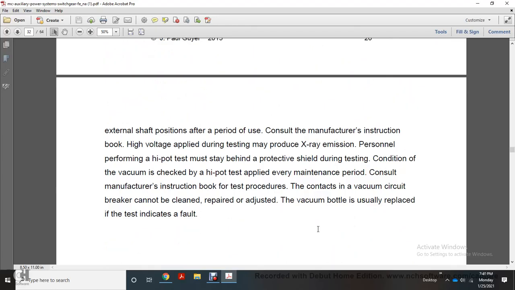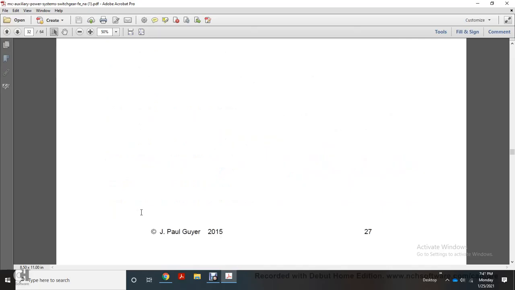High voltage applied during the test produces X-ray emissions. Personnel performing high pot tests should stand behind a protective shield during testing. The condition of the vacuum is checked with a high pot test applied at every maintenance period. Consult the manufacturer's instruction book for the test procedure. The vacuum circuit breaker cannot be cleaned, repaired, or adjusted. The vacuum bottle is usually replaced if the test indicates a fault.